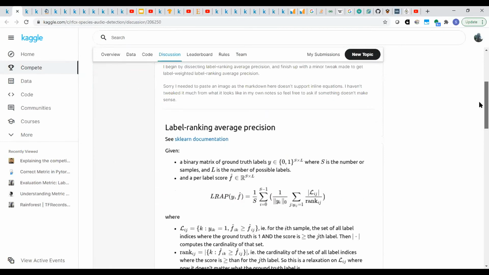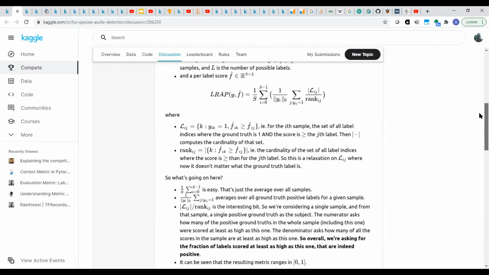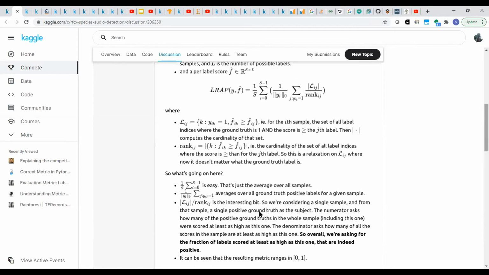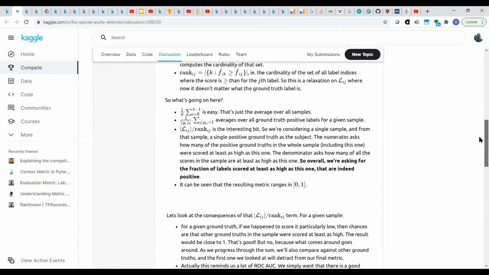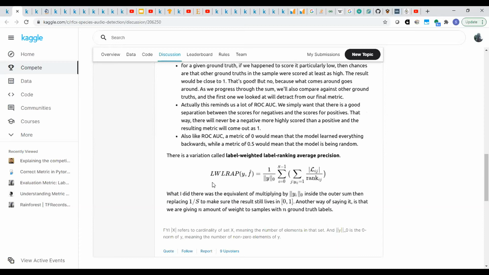So this is the sklearn documentation, this first part. And he explains, and you can map this to the mechanics we went through, because basically he's saying fraction of labels scored at least as high that are indeed positive, which is another way of saying count how many true labels there are until we reach the correct label, which is our second or third step after we have ranked in our mechanics. And then see, here is the label weighted Lrap. There, instead of doing the sample averaging, you do the label averaging across the samples.